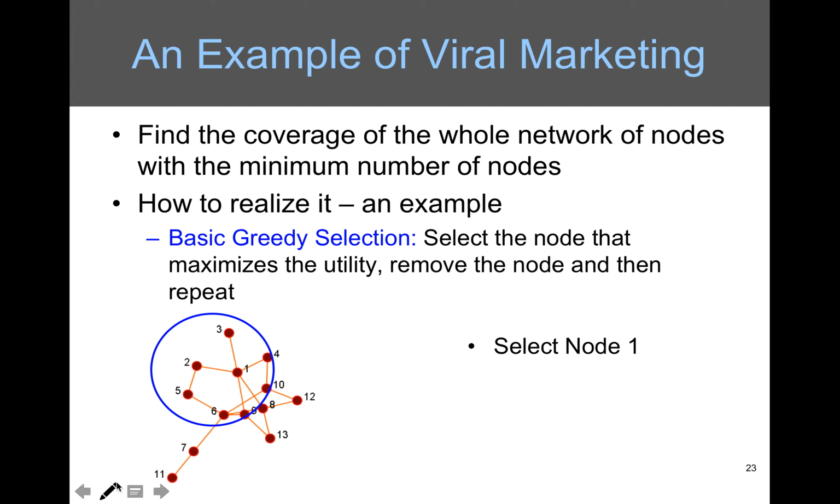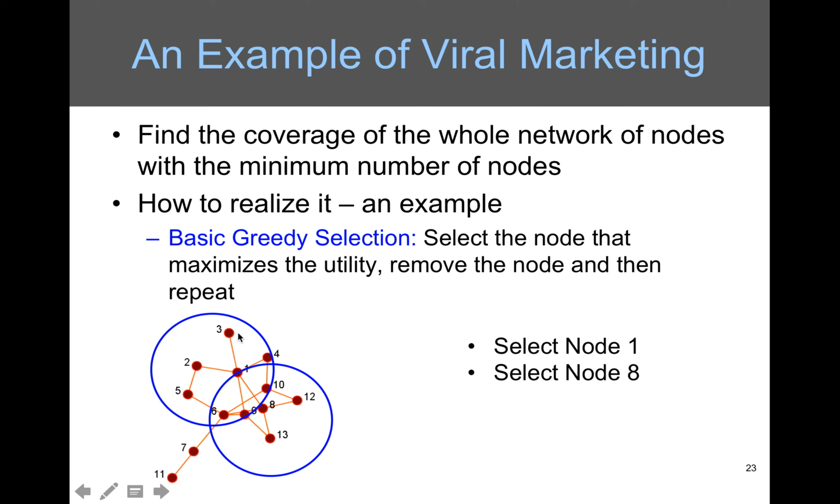So I could say, for example, I'm going to pick this node one because this person one seems to be really central to this subgraph. So I'm going to target this person one, and one, if he or she chooses to market my product, to retweet my post or whatever, it's going to reach all these other people who are connected to one.